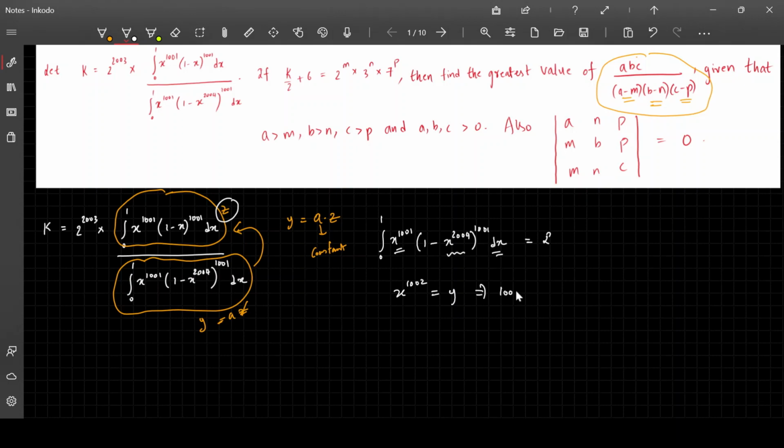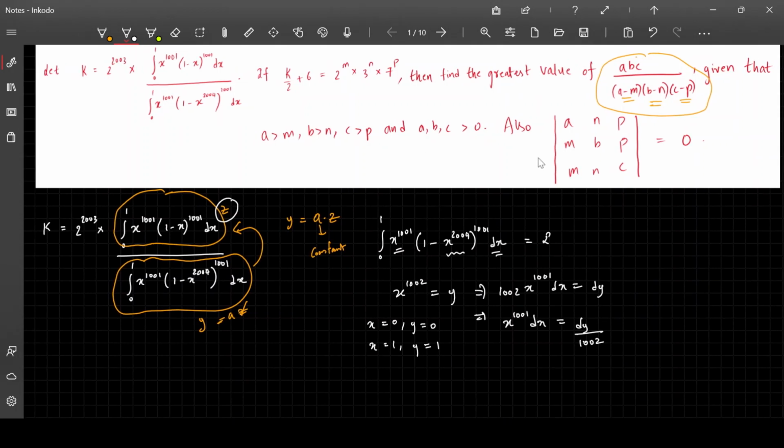So 1002 into x power 1001 dx is equal to dy. So we can get this value of x power 1001 dx as dy by 1002. And as it is, the limits don't change, because when x is equal to 0, y would be equal to 0, and when x is equal to 1, y will be equal to 1. So the limits don't change.